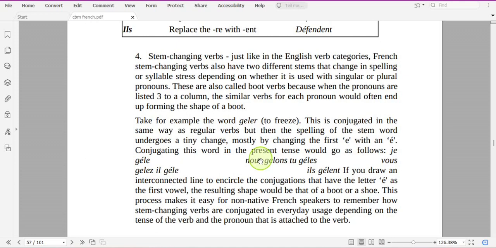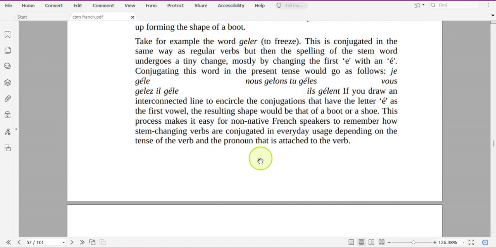Stem changing verbs, just like in the English verb category. French stem changing verbs also have two different stems that change in spelling or syllable stress depending on whether it is used with singular or plural pronouns. These are also called boot verbs because when the pronouns are listed three to a column, the similar verbs for each pronoun will often end up forming the shape of a boot. Take for example the word geler, which means to freeze. This is conjugated in the same way as regular verbs, but then the spelling of the stem word undergoes a tiny change, mostly by changing the first E with an A. Conjugating this word in the present tense will go as follows.